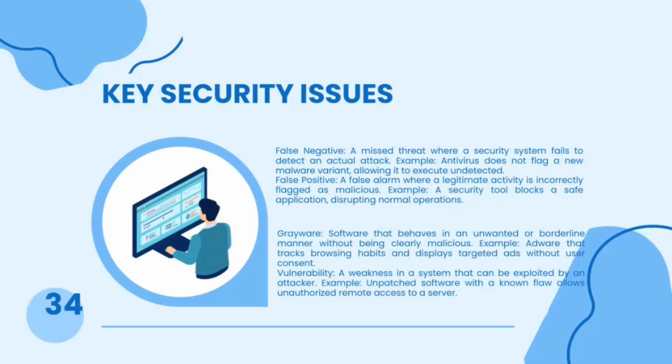Grayware is software that's not outright malicious, but still behaves in ways we don't want, like adware tracking your habits without permission. Then there's vulnerabilities, weak spots in systems that attackers can exploit, often because of unpatched software. False negatives happen when a threat slips past detection, while false positives are false alarms that block safe activities. Understanding these helps us build stronger defenses.